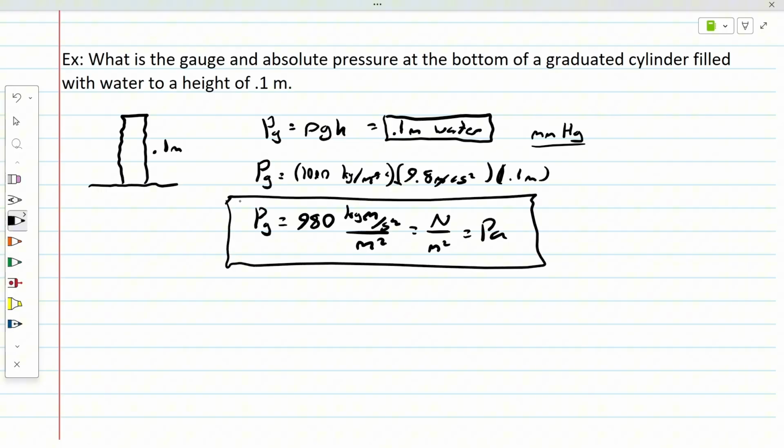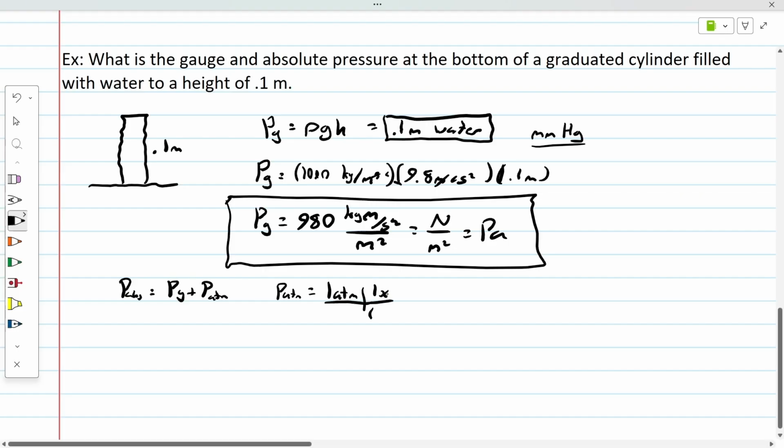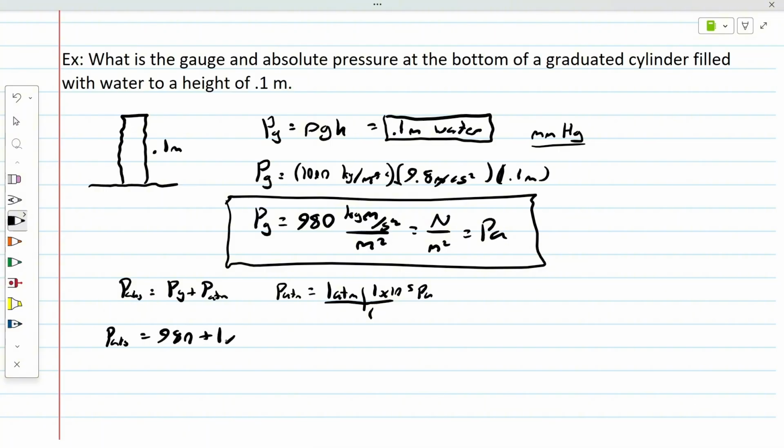Now the reason we found it in pascals is so that we could find this absolute pressure, and we know that the absolute pressure is just equal to the gauge pressure plus this atmospheric pressure. And so P atm is just 1 atm, and 1 atm is about 1 times 10 to the 5 pascals. It's more like 1.01, but for this we'll just use 1. So now all we have to do to find the absolute pressure is add the 980 plus the 1 times 10 to the 5, and so we get 100,980 pascals.